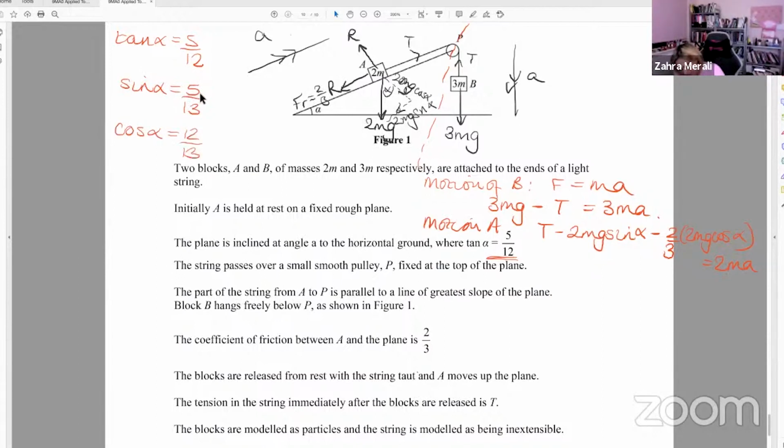So we end up with, let's rearrange it. So we end up with 3T minus 5/13 times 2, so 10/13 mg, minus 2/3 times 2 times 12/13, so minus 16/13 mg, equals 2ma. We want to eliminate A because we're trying to find T.